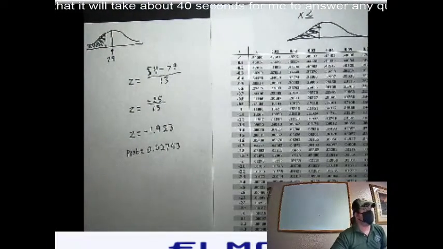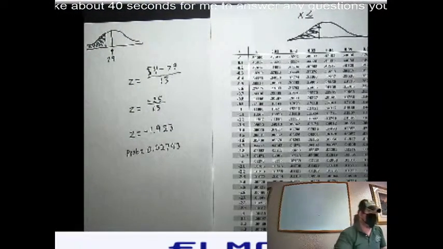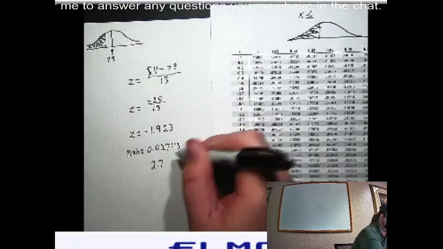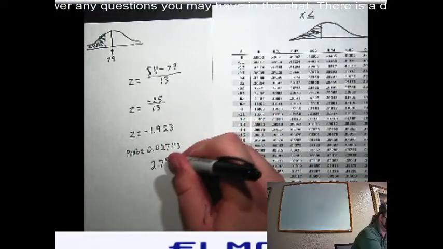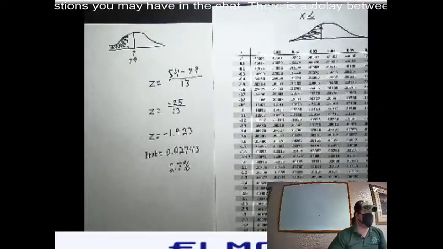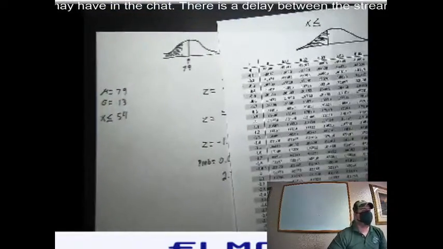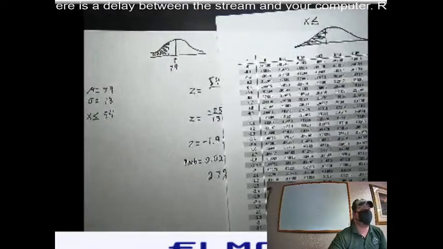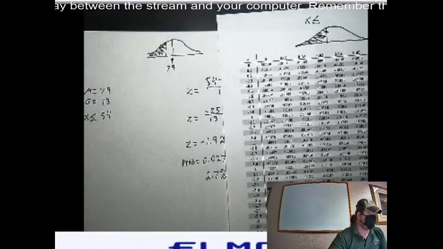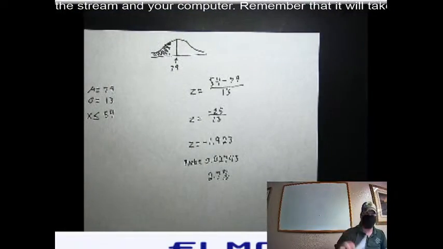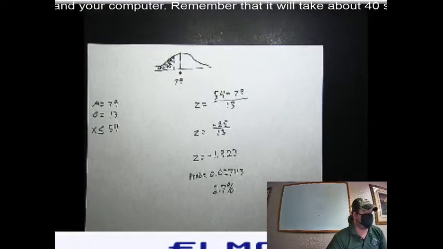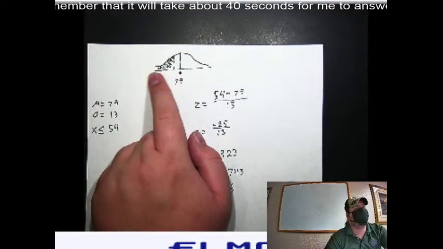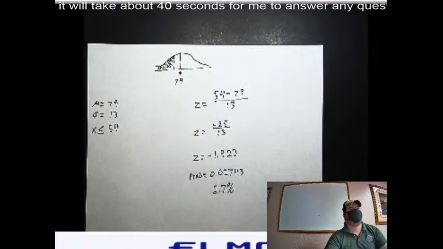And as a percent, of course, we move that decimal twice to the right. So we can say about 2.7% of our data is at or below 54 on our table. Which makes sense. Since we're below our mean, we're dealing with a lower or smaller area.